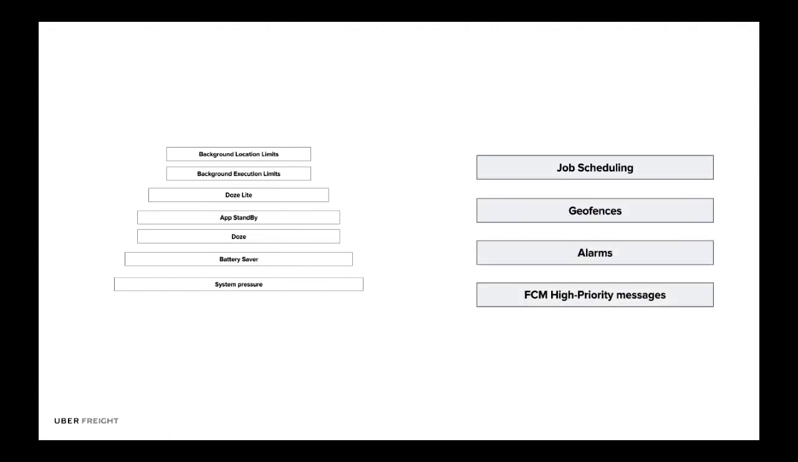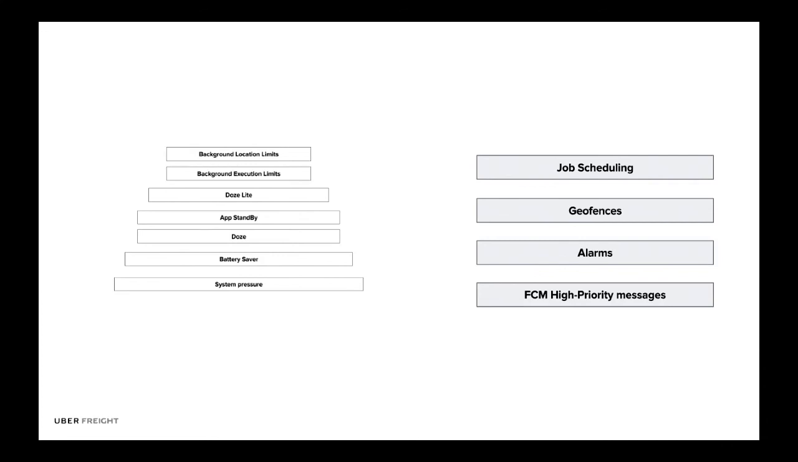Fortunately, we have a few tools in our toolbox to work around those power saving modes. We have job scheduling, which is an attempt at batching background operations together to save on battery and making it more efficient for developers to perform background location. We also have client-side geofences. Client-side geofences allow us to wake up the app when the device figures out that it breaks in or out of a predefined geofence.